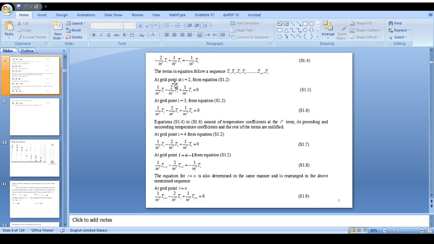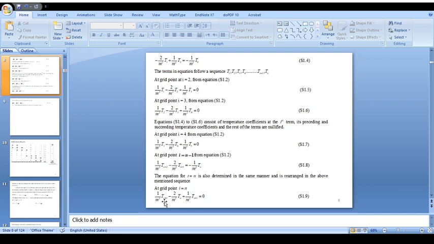Now we can change i to 2. We substitute i equal to 2, and this is the resulting equation, then i equal to 3, the resulting equation, i equal to 4, then i equal to n minus 1, and then i equal to n. If you substitute here the last point at the nth grid point, we will get one more term, Tn plus 1.